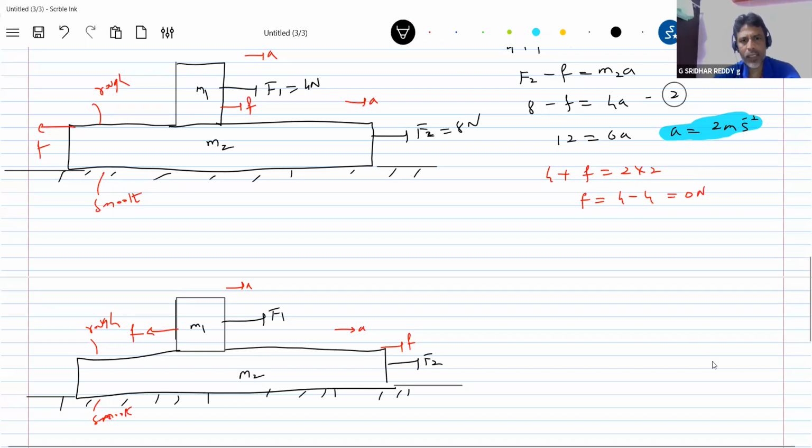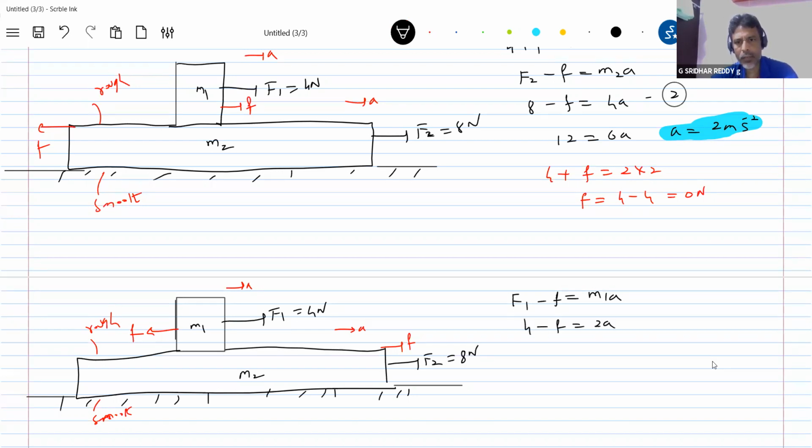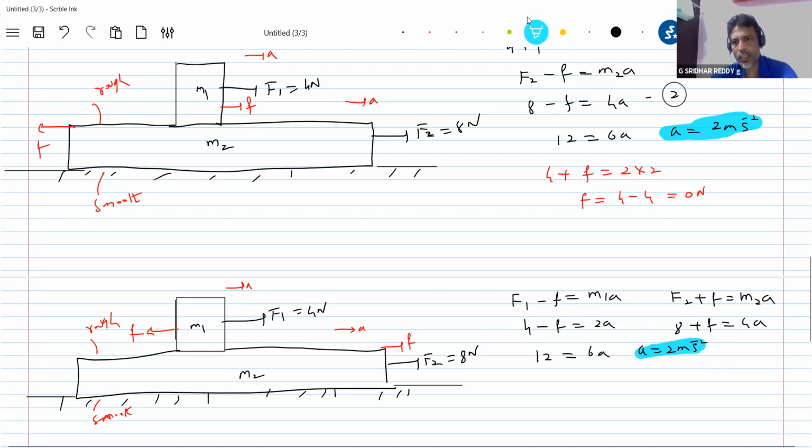Then let's write the equation. F1 minus F equal to M1A. F1 is how much? 4 Newton. 4 minus F equal to 2A. Then F2 plus F equal to M2A. F2 is 8, plus F equal to 4A. Again solving this, 12 is equal to 6A, acceleration equal to 2 meter per second square. Almost we got the same thing.